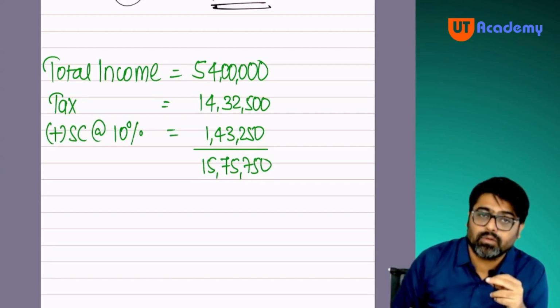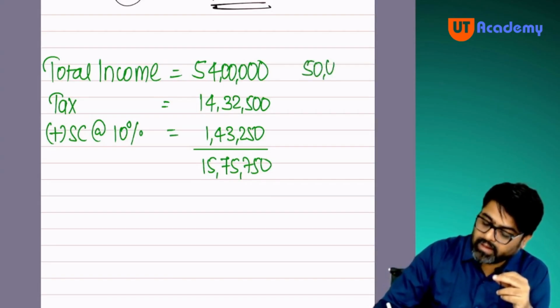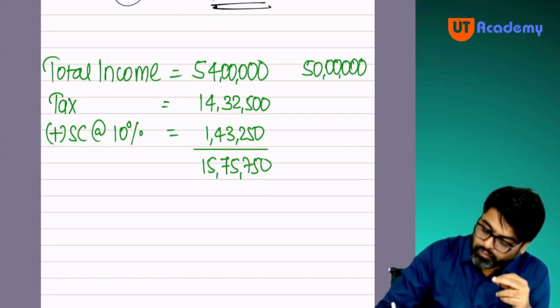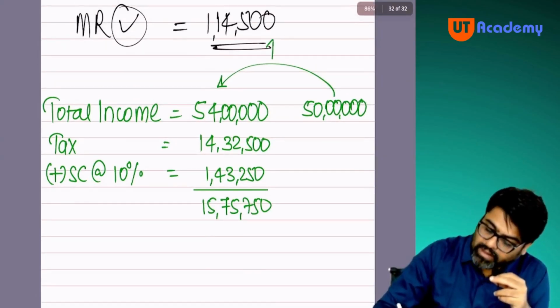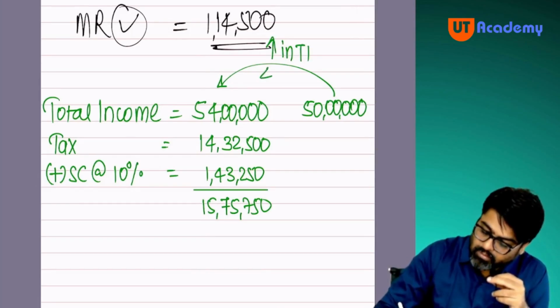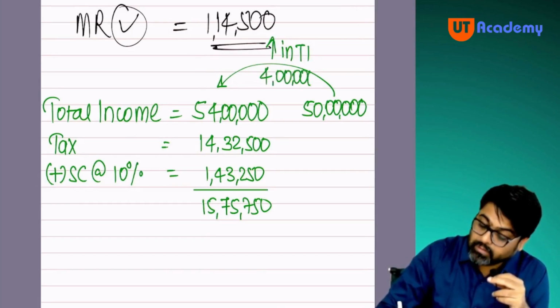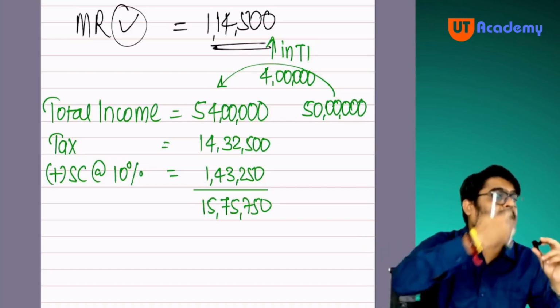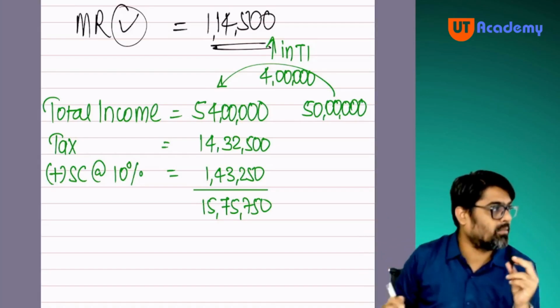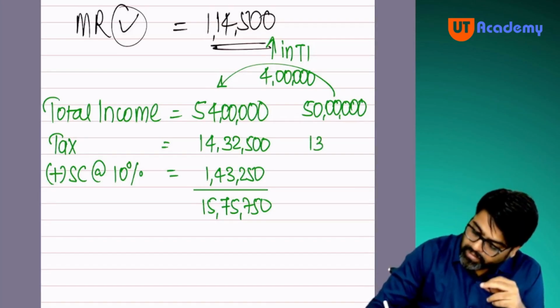Everyone should get this. Now, for comparison, I will take 50 lakhs; my total income became 54. So there is an increase in total income by how much? Total income is increasing by 4 lakh. From 50, it is becoming 54. So there is an increase of 4 lakhs in my total income. Yes or no?